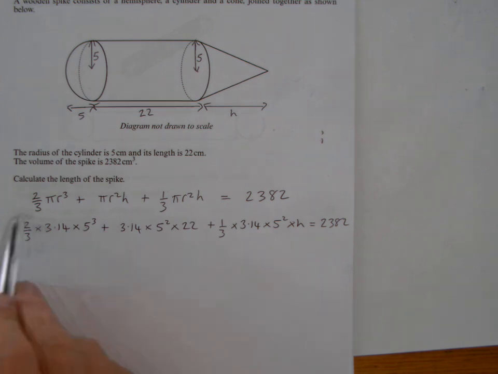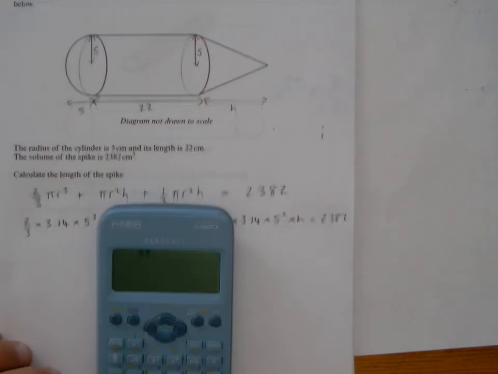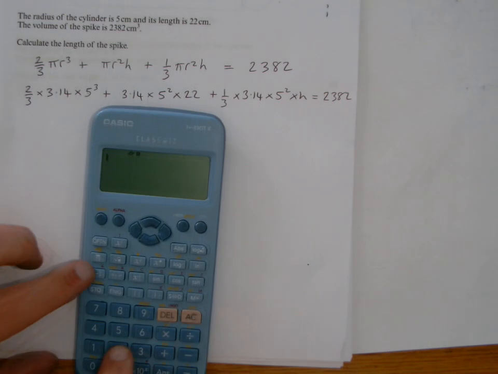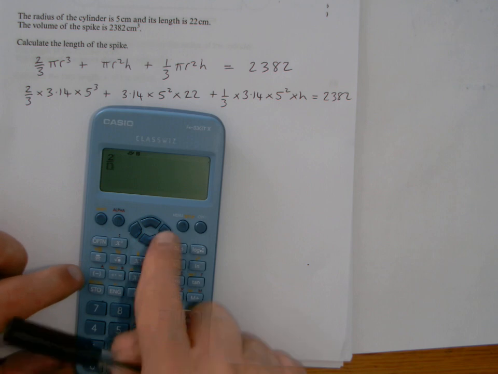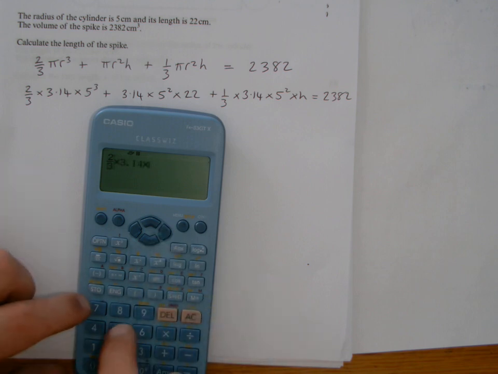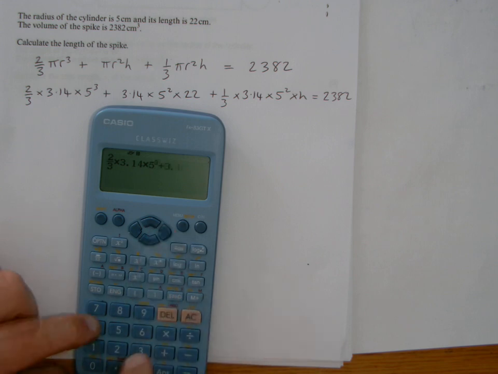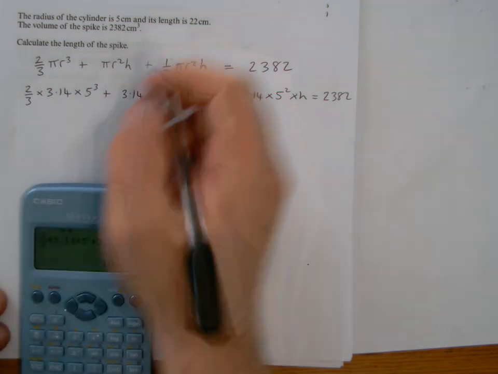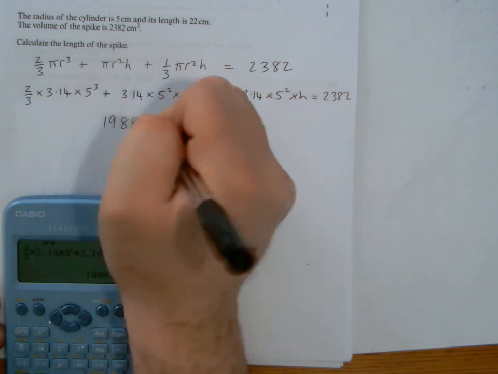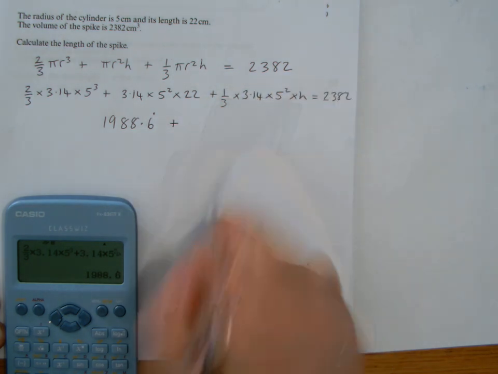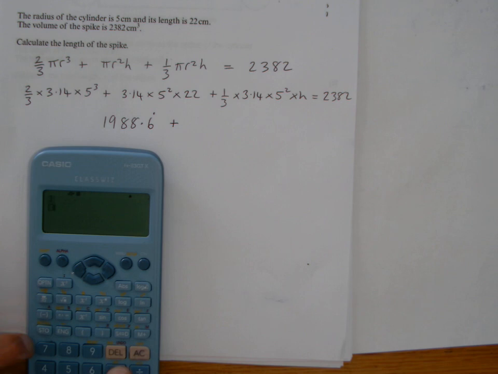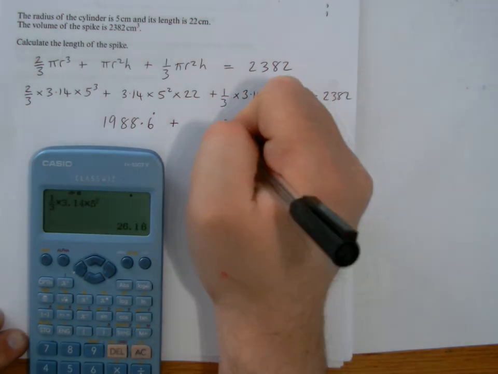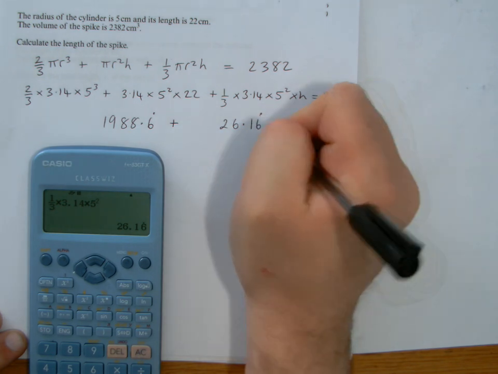Now I could work all this out in one go. I could do 2/3, it's a fraction, 2/3 times 3.14 times 5 cubed plus 3.14 times 5 squared times 22. I can do all that in one go and I get 5966 divided by 3, or if I press the SD, I get 1988.6 recurring, plus then this here, so let's work that out, 1/3 times 3.14 times 5 squared, which is 26.16 recurring. Now that's attached to H. That's why I did that separately.